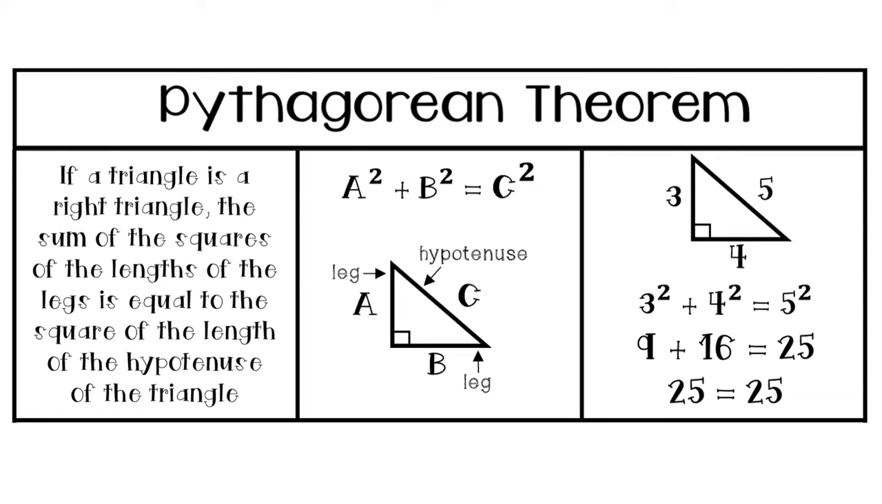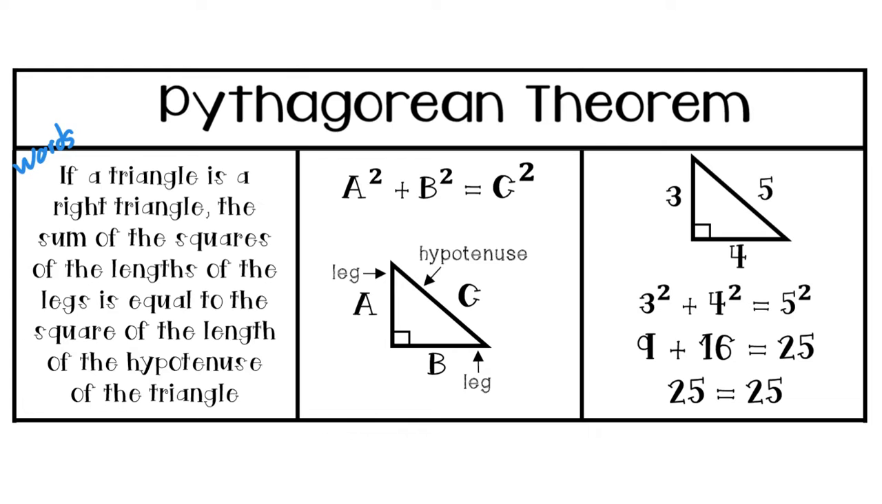Today we will learn about the Pythagorean theorem. In words, the Pythagorean theorem is that if a triangle is a right triangle, the sum of the squares of the lengths of the legs is equal to the square of the length of the hypotenuse of the right triangle.